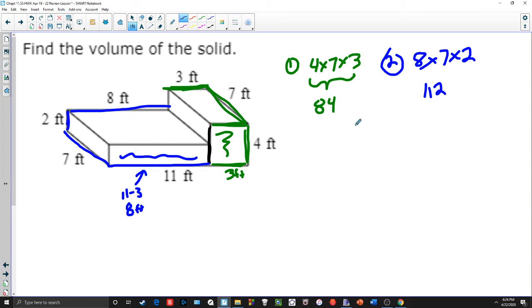And then we just add. So 112 plus 84, and we get 196 feet cubed. And that would be the volume of this entire solid here. So once again, if you have a composite solid, you have to break it down into pieces you know how to work with, and then add them all together at the end.